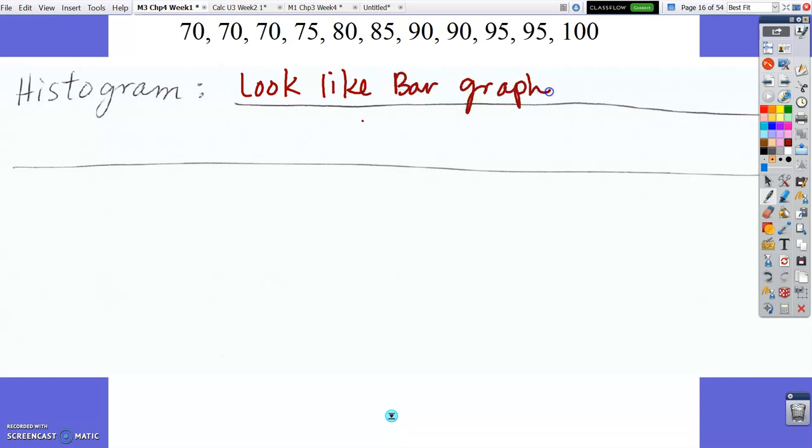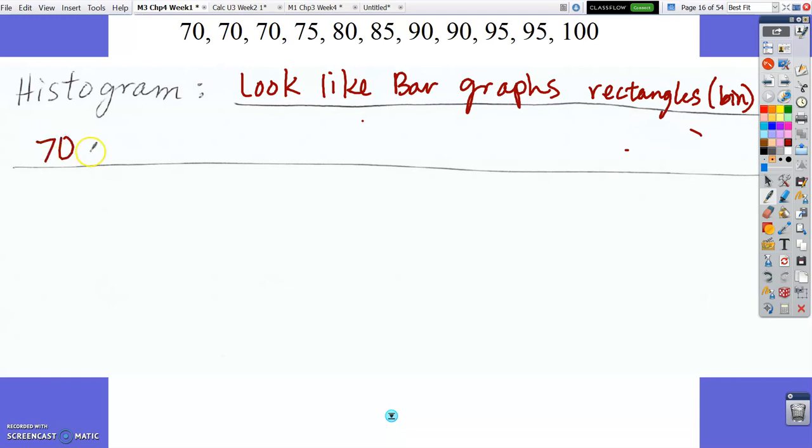The difference is that they're only for numerical data, and each rectangle represents an interval, or we call those bins. Okay, so this is a little tricky, but first we need to do a count. We need to decide how wide we want our bins to be. So we're going to let our bins be 10.